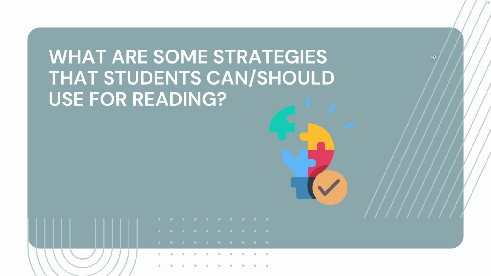Okay, so before we get into the types of performance, let's think about strategies. So again, pause the video, brainstorm a little bit without looking at the book and without looking at the slides. What are some strategies that students can or should use for reading? Which means, what are the strategies that we should be teaching our students to do so they can be successful readers? And then what are the strategies we should be assessing?